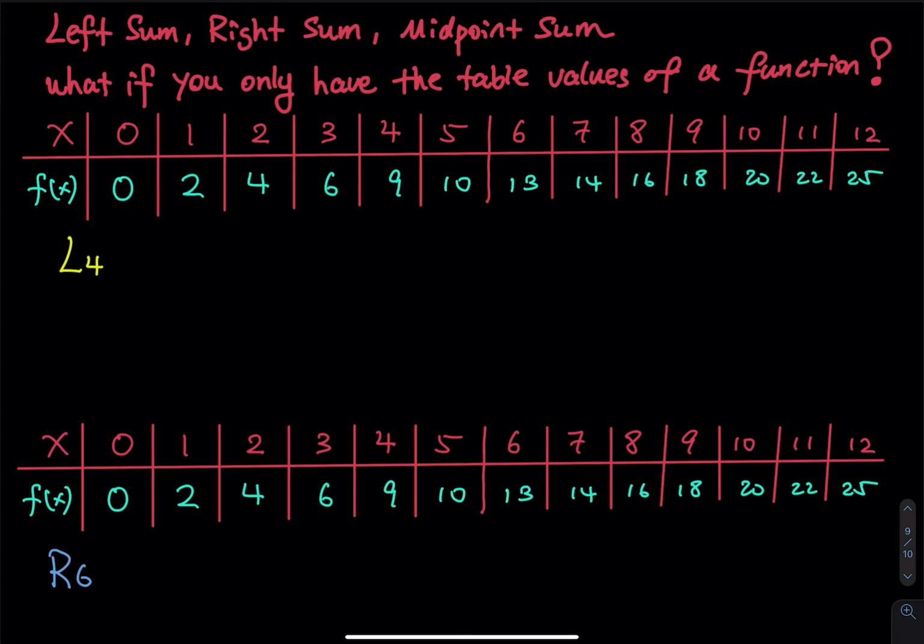Now, here is another what if. What if you don't have a function, and you don't even have a picture? You have a table value. So how do you do the left sum, the right sum, and the midpoint sum?